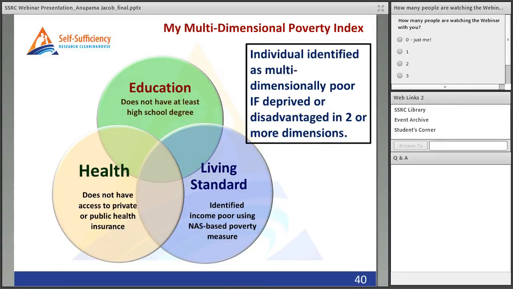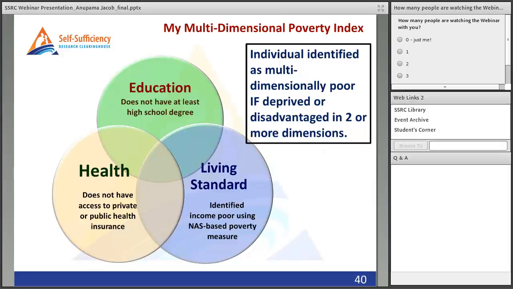So I'll provide here a quick overview of the indicators I used in the study. For the education dimension, I defined an individual as deprived if he or she did not have at least a high school degree. So education here is symbolic of access to or level of knowledge. And in today's skill-based economy, individuals without even a high school degree face the greatest struggle to achieve even minimum economic self-sufficiency.